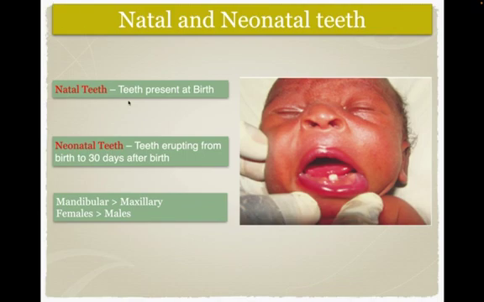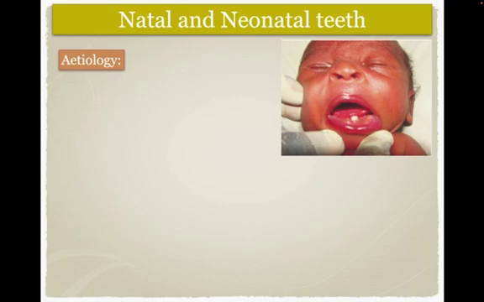When we say natal, it means that the teeth are present at birth. However, when we say neonatal, it means that the tooth erupts from birth till the age of 30 days. As we know, the lower incisors are the teeth mostly affected, and usually the lower incisors erupt at the age of 6 months. However, these teeth erupted either at birth or during the first month. Usually the mandible is affected more than the maxilla, and females are affected more than males.